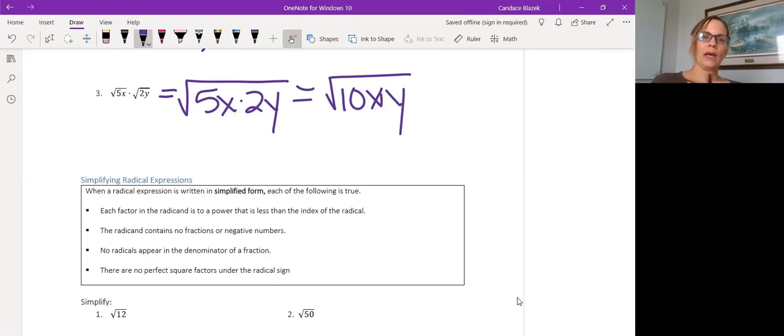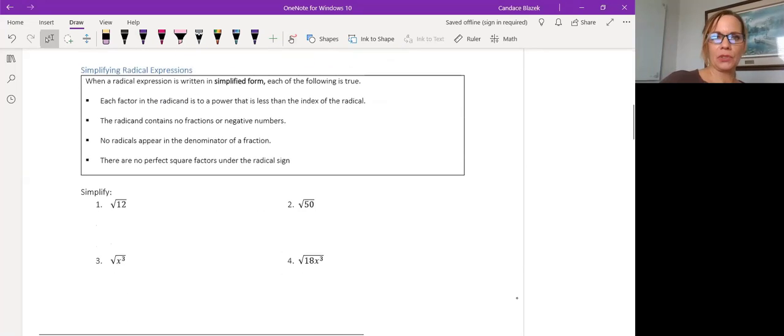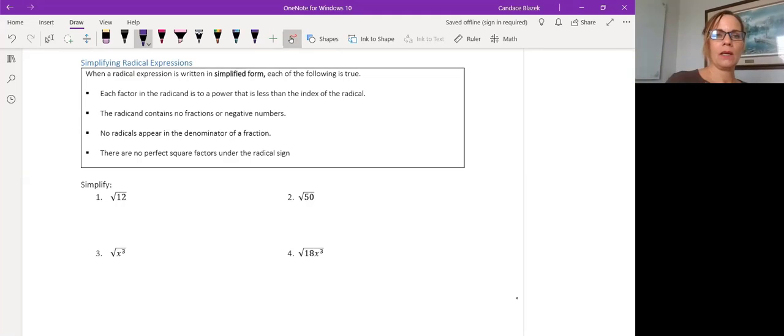So we look at this product property for radicals because we're going to go in the opposite direction when we simplify a radical. For simplifying radical expressions, when a radical expression is written in simplified form, each of the following is true. You could also say that each of the following has to be satisfied to know that you are done. The first one: each factor in the radicand is to a power that is less than the index of the radical. Okay, what is the index of the radical?